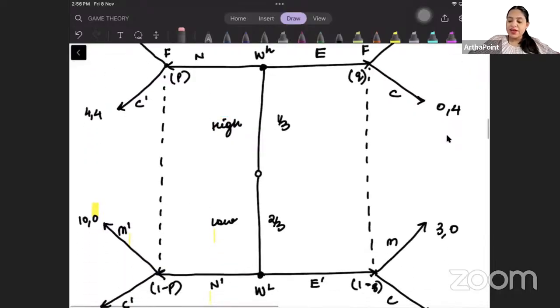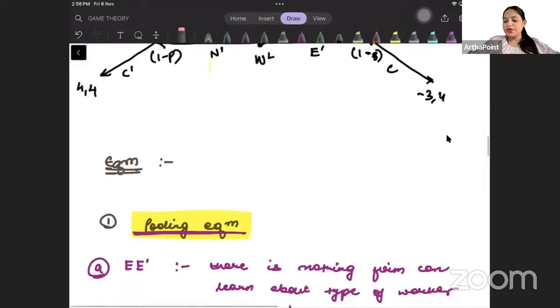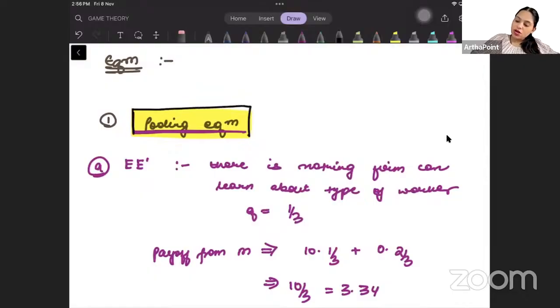So as we have done in the previous lecture, we can find 4 types of equilibrium in any game: 2 pooling equilibrium and 2 separating equilibrium. First of all, we will begin by talking about pooling equilibrium.